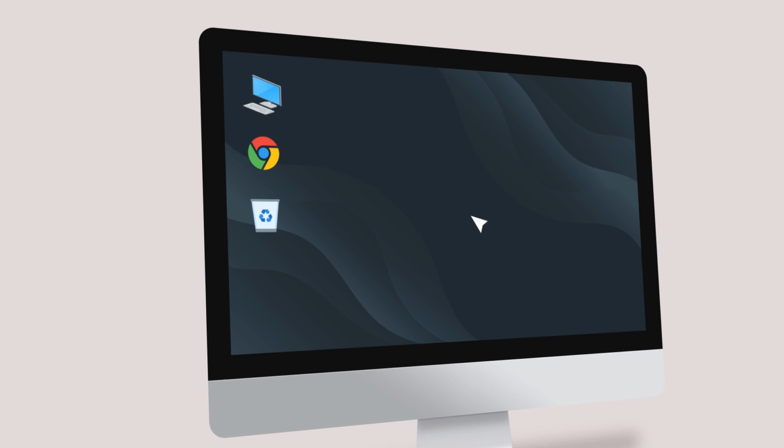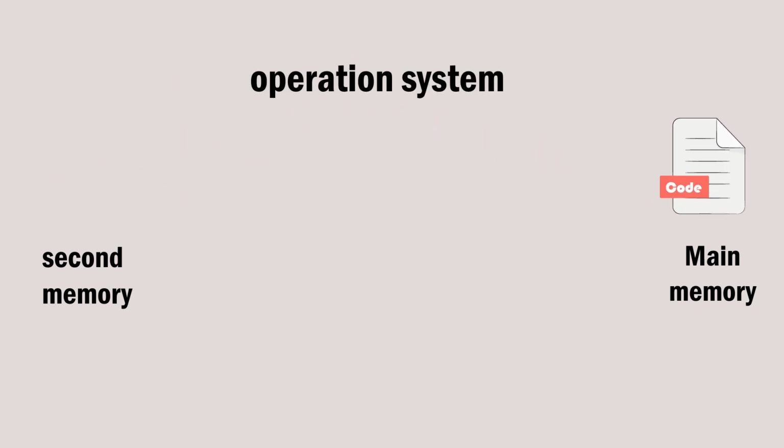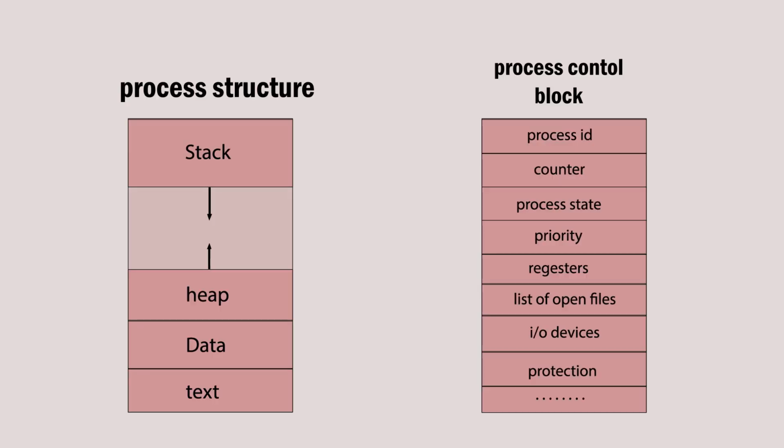The first state is new. When a process is created, it's in the new state. For example, when you open a program on your computer, the program code, which is saved in the secondary memory, is picked up to the main memory by the operating system. After the process is picked up to the RAM, the state changes to ready. The process structure and process control block are created in the new state.